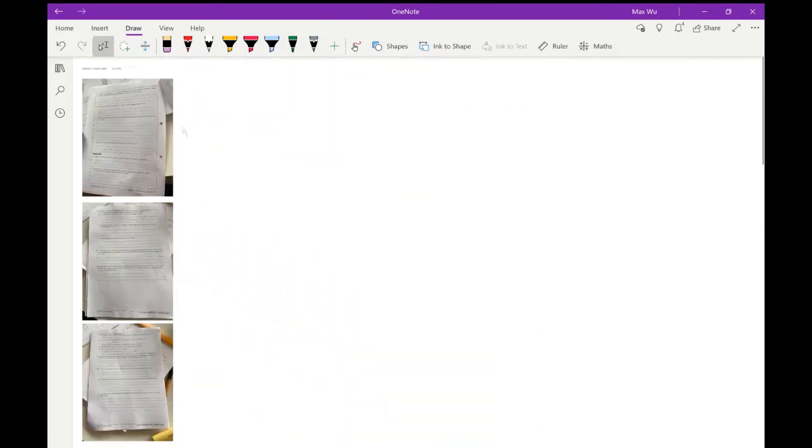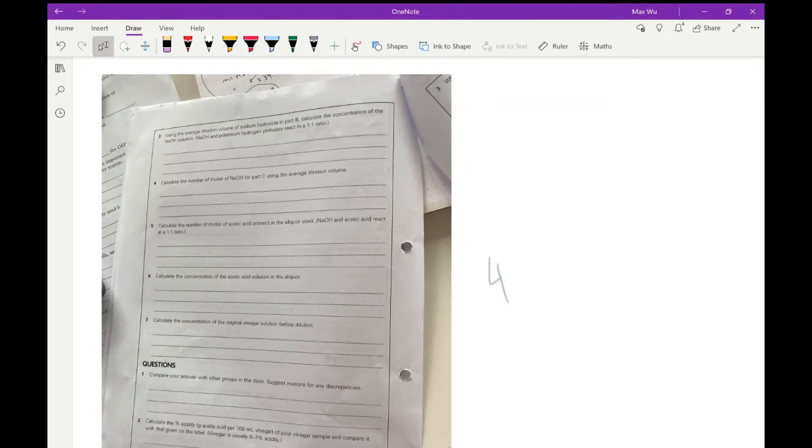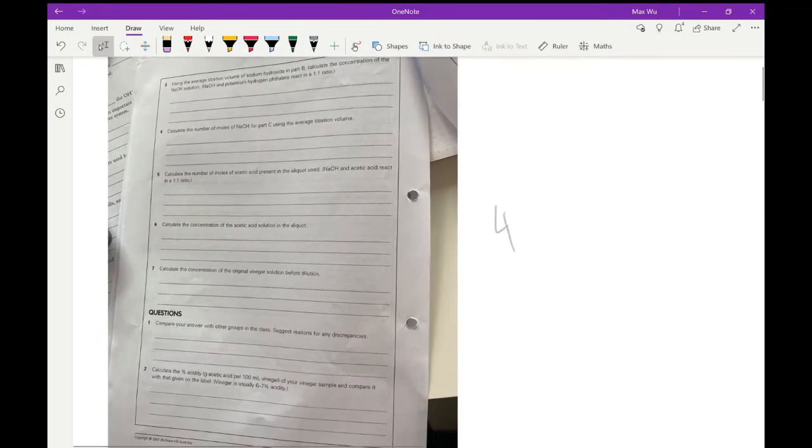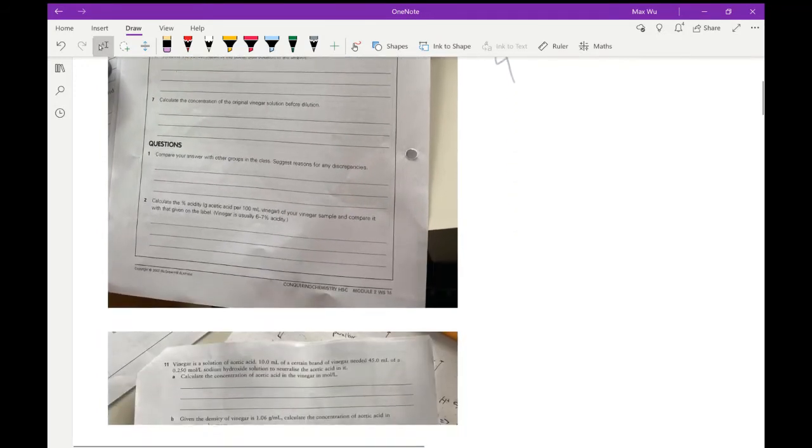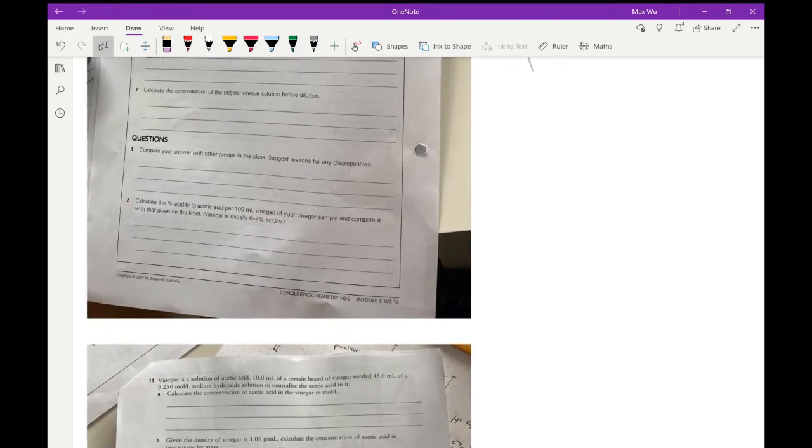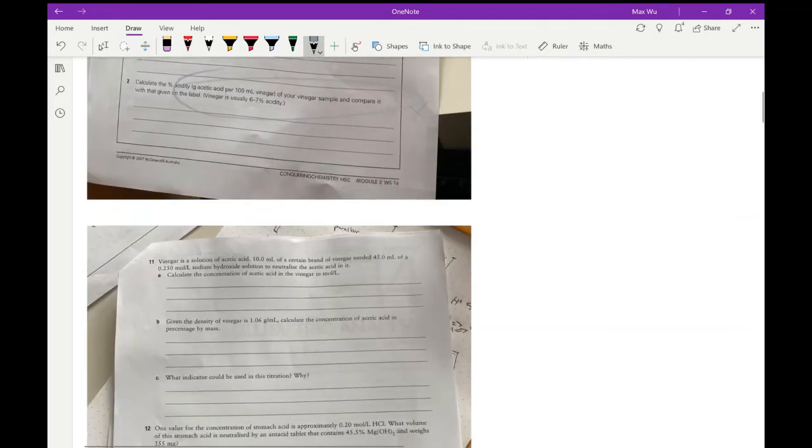Oops, here. I think this is the next page. Average. Okay, calculate the moles. Done, done, done. Okay, so let's talk about this. Compare your answer with other groups. Don't worry about that. I can't do that with you. Calculate a percentage acidity. I don't have any results for that. That's fine.